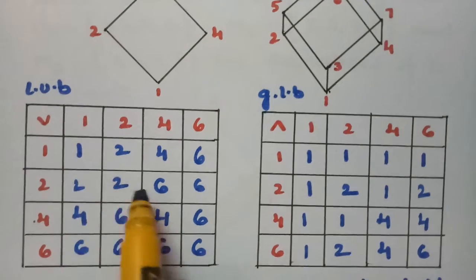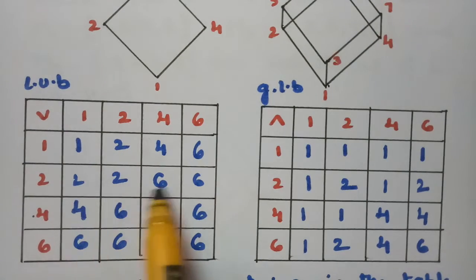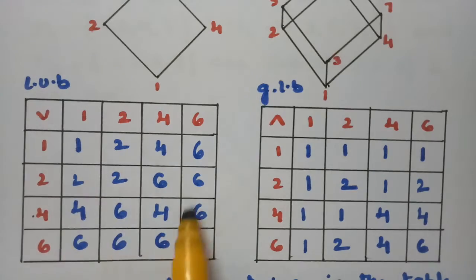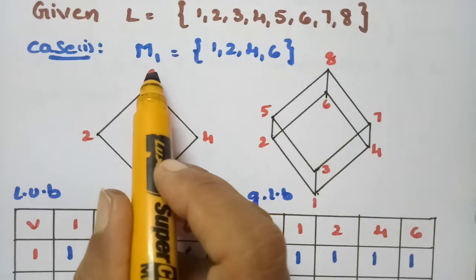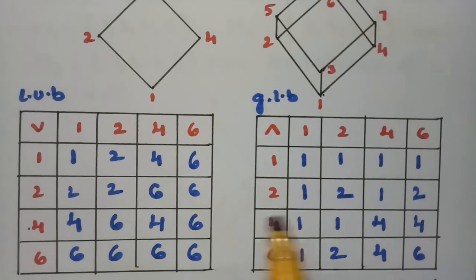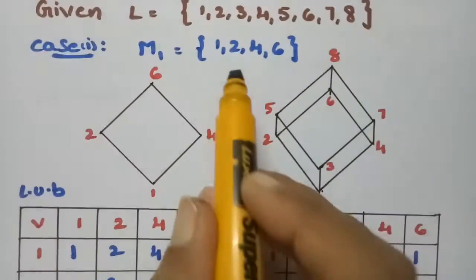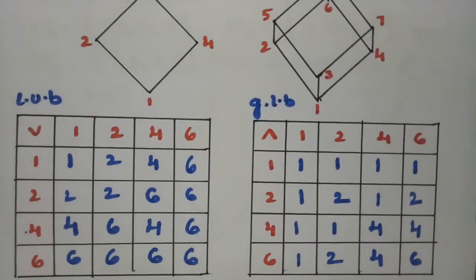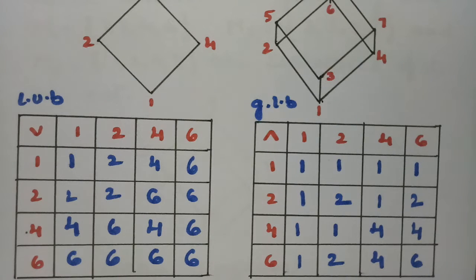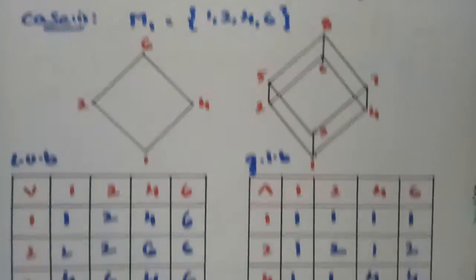See all the entries: 1, 2, 4, 6. Every entry is an element from the set M1. Therefore a join b and a meet b are all elements of M1. Therefore M1 is closed.